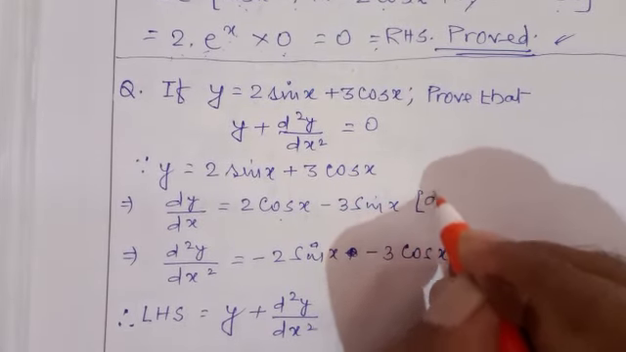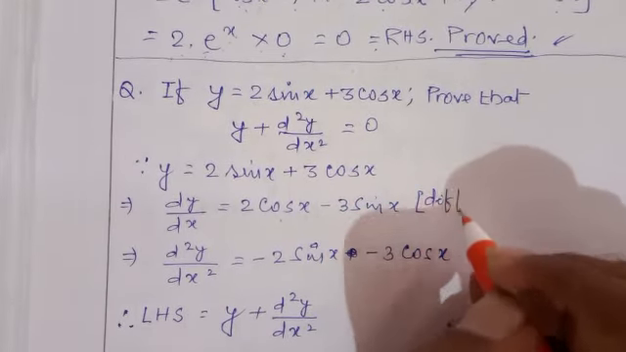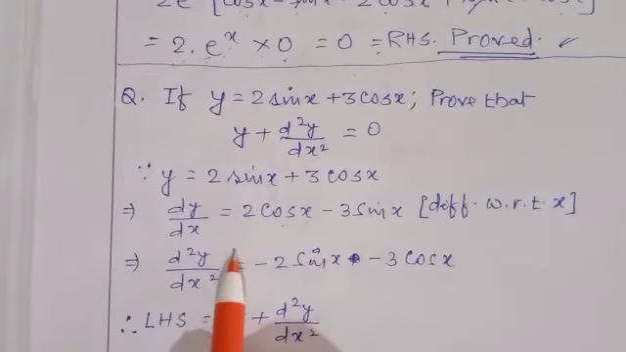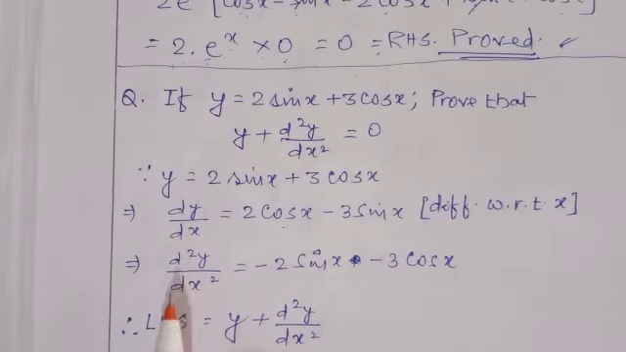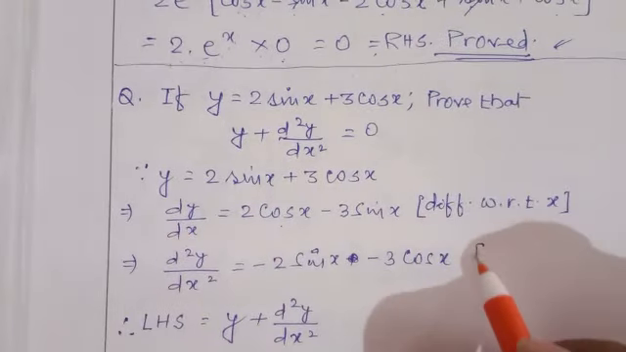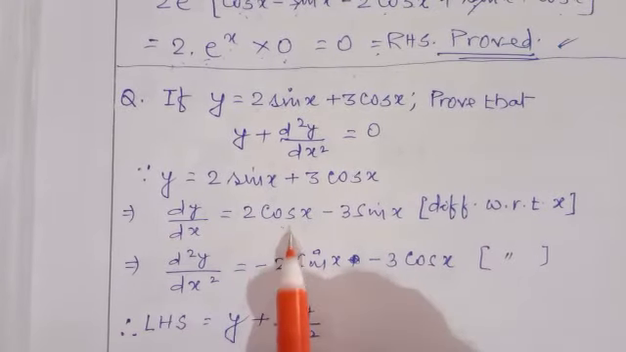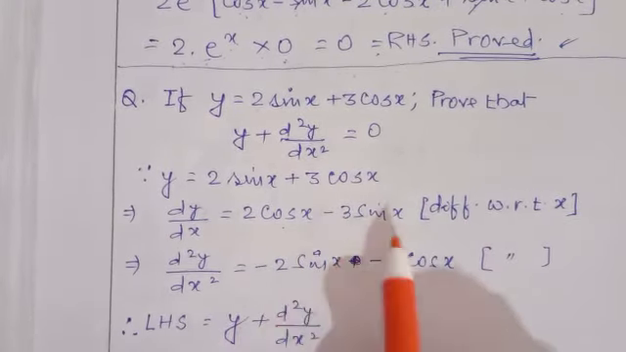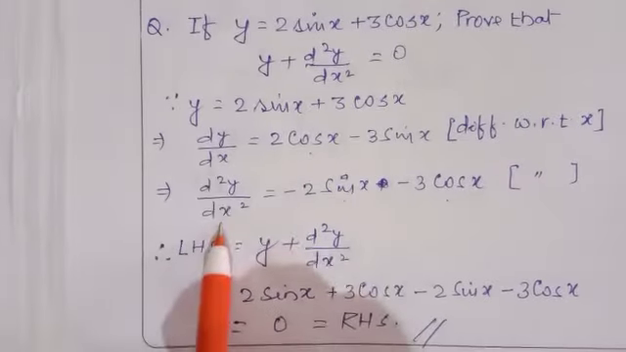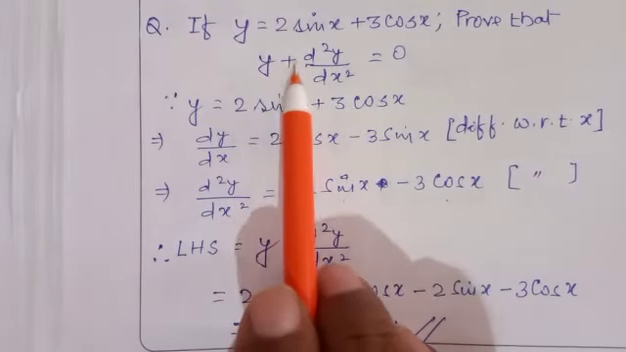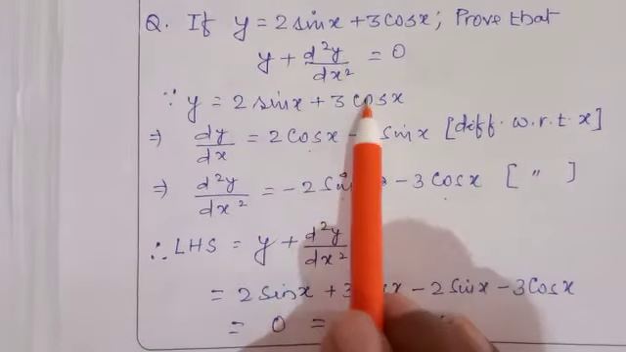Differentiate with respect to x again. So differentiation of cos x will be minus sin x, and sin x is cos x. So minus 2 sin x minus 3 cos x, that is d2y by dx square. Now come to the LHS. Our LHS is y plus d2y by dx square.